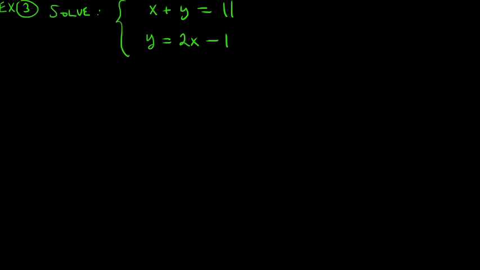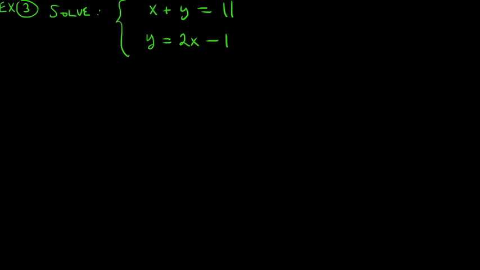Okay, example 3. So here we want to solve the system of equations. The first equation is x plus y equals 11, and the second equation is y equals 2x minus 1. So again, at this point, I would pause the video, work this out yourself on pencil and paper, and see what you get. Okay, hopefully you did that. So how do we do this?